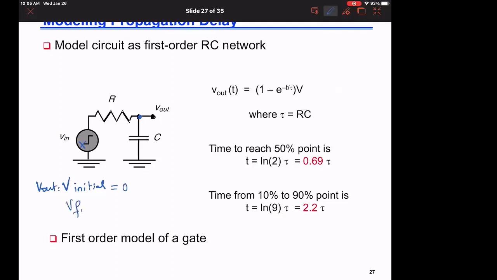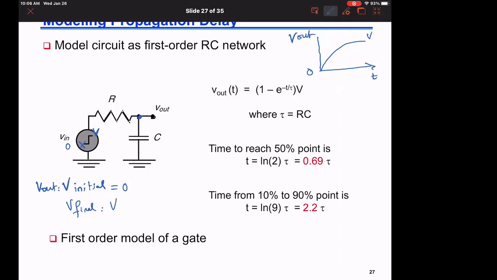And what is the final expected voltage for the output here, if the input is rising to level V? So the input is switching from 0 to V. The output is supposed to reach exactly V in the final state. It's supposed to follow Vin. So the output signal is going to follow this waveform. So this is Vout. It's going to go all the way from 0 and then it will reach V at t equal to infinity.